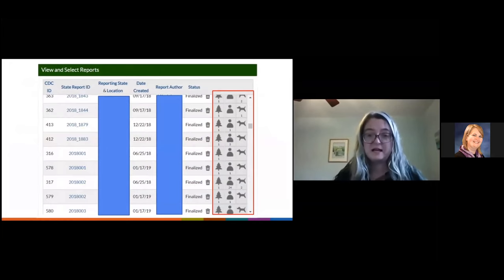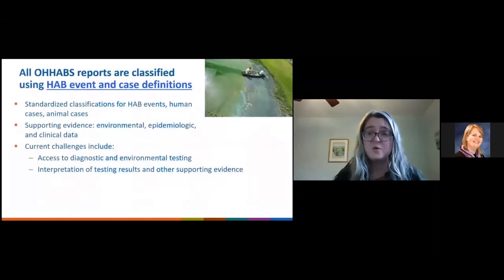below the dog icon. Reporters to the system review available environmental, epidemiologic, and clinical data and use OHABS definitions to classify HAV events and associated human and animal cases. These definitions are considered using current scientific understanding and will benefit from refinement over time.